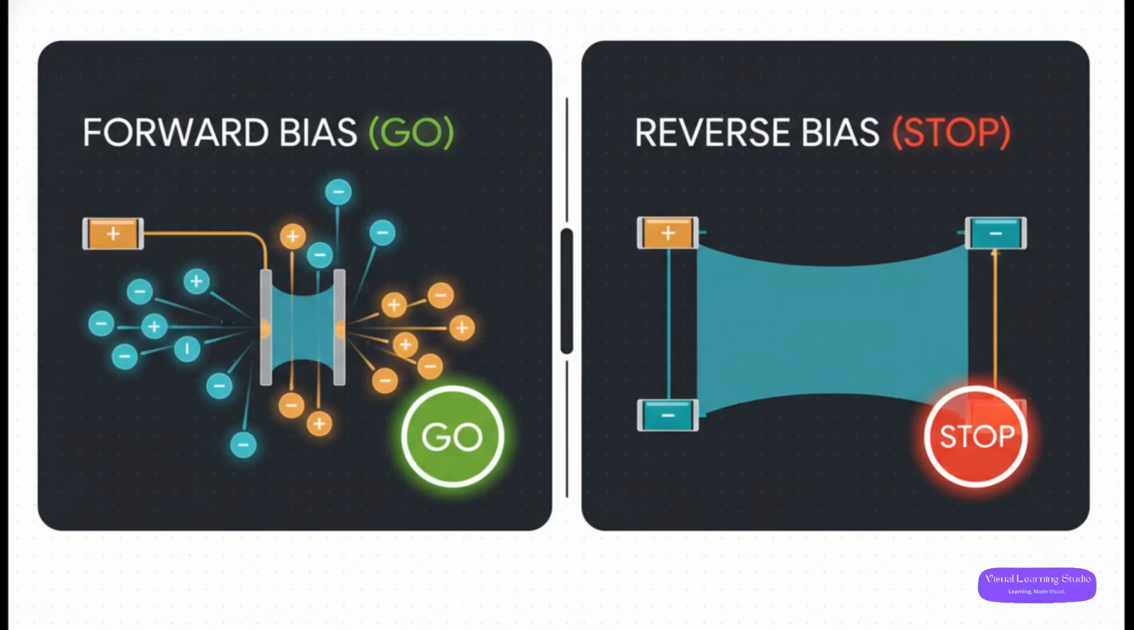But here's where we get control. If we apply a voltage in just the right way, what we call a forward bias, we can actually push the electrons and the holes toward that barrier, shrinking it until it disappears and letting current flow right through. But if we reverse the voltage, a reverse bias, we pull them away from each other, making the barrier even wider and stopping the current completely. We've just created a one-way street for electricity.